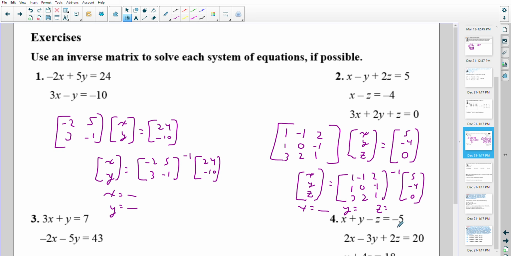All right, that's a short lesson on how to solve using inverse matrices. And now I'm going to look at doing a calculator with these same numbers.